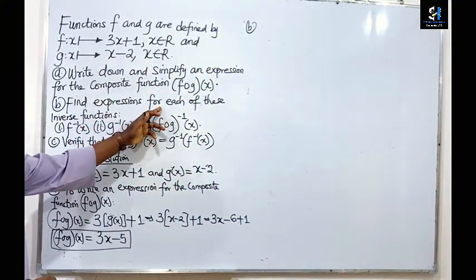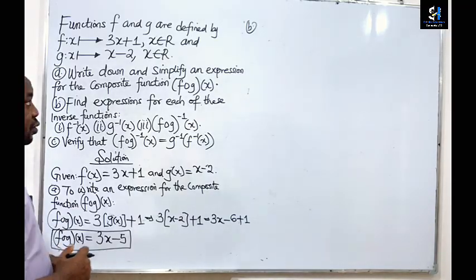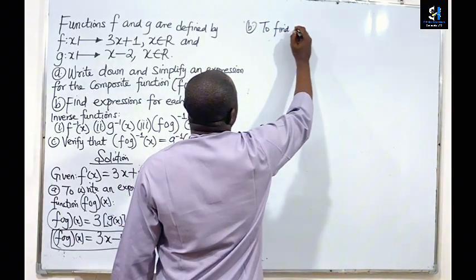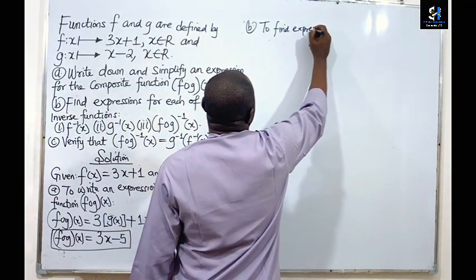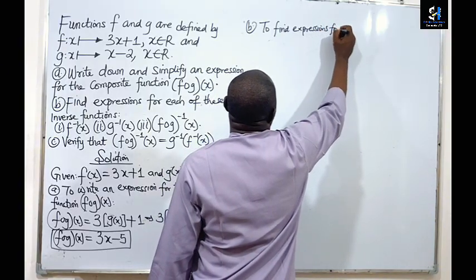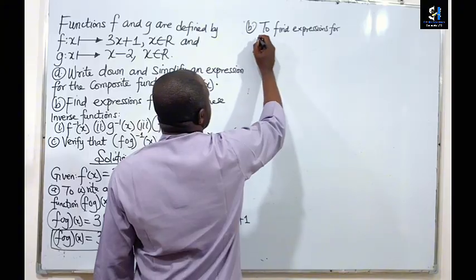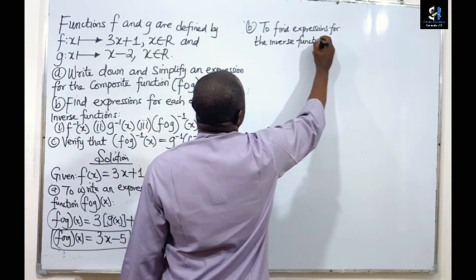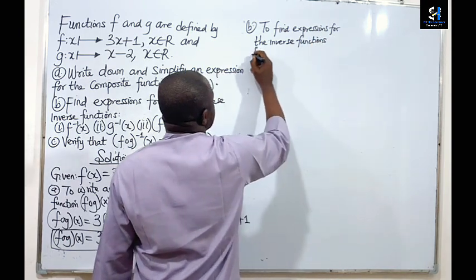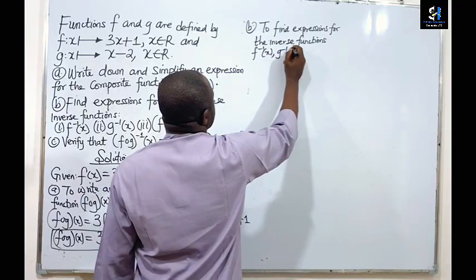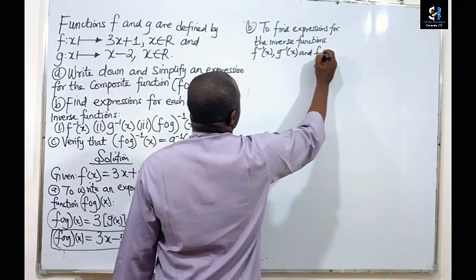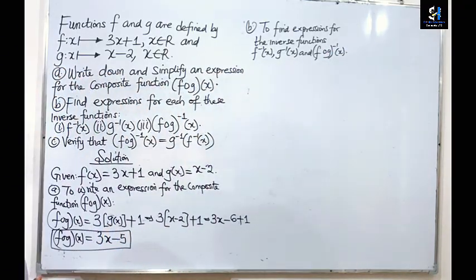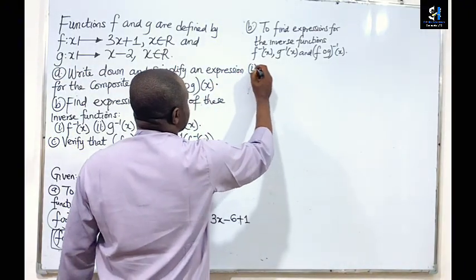Find expressions for each of these inverse functions. Okay, now to find expressions for the inverse functions, this, and the inverse of the composite function fg of x. All right, so Roman numeral 1.